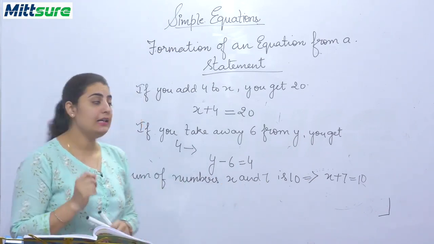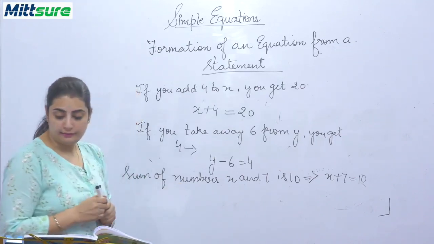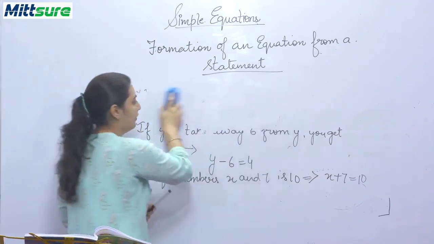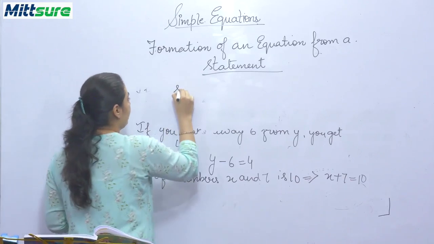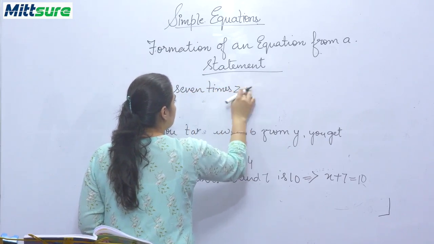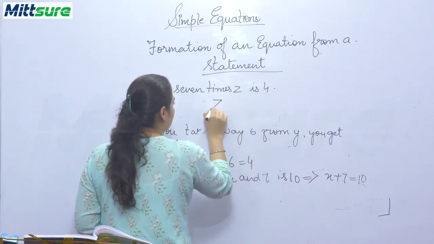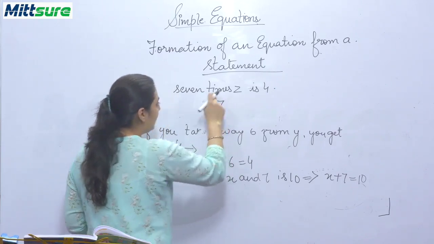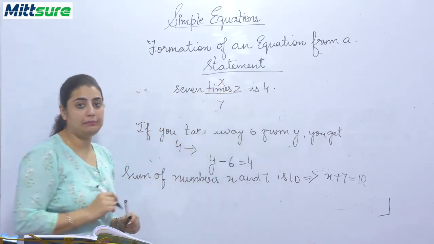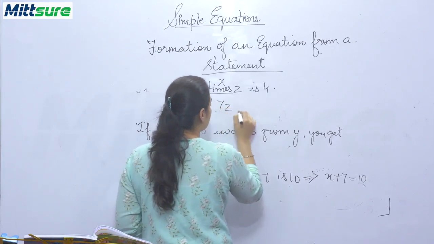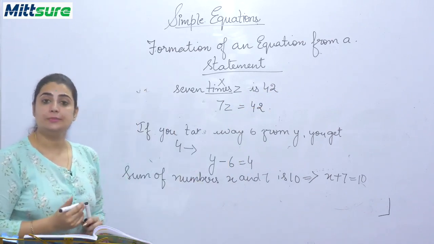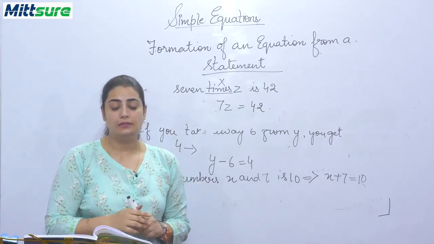7 times z is 42. If I am writing it as 7 times z, what does that mean? 7 times means you are multiplying. This times means a symbol of multiplication. So 7 and z are multiplying each other, then you are getting 42. This is again a kind of expression of a statement in an equation.